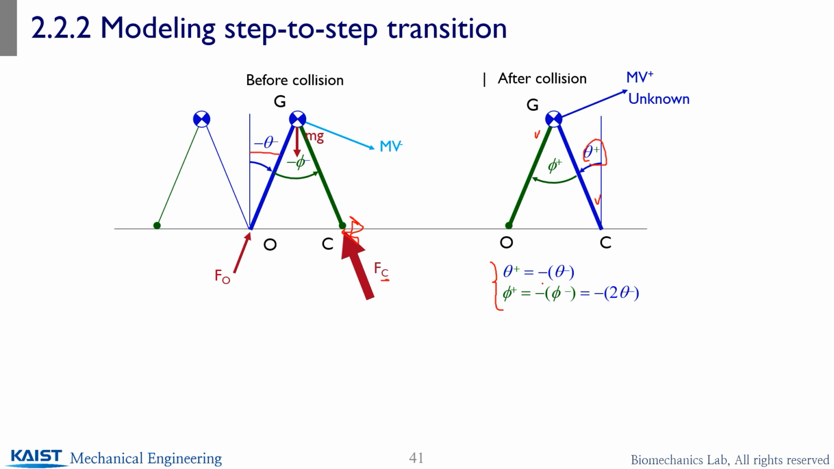Minus theta minus. Okay, and your phi plus is going to have another minus sign because of the different direction before collision. This is minus theta minus. And you have a relationship between theta and phi: 2 theta is going to be phi, so you can easily figure out the angle configuration.